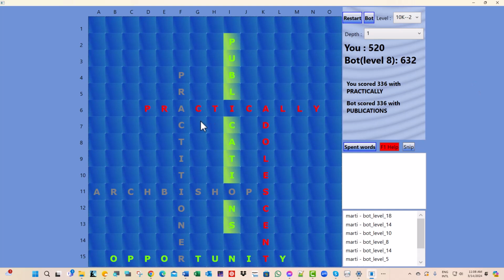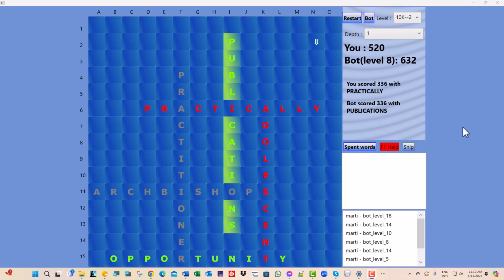It's a bridge. The span of the bridge is CTIC, so a span of 4. It brings me 336, exactly the same number that the bot got with publications, another bridge with a span of 4, CATI.